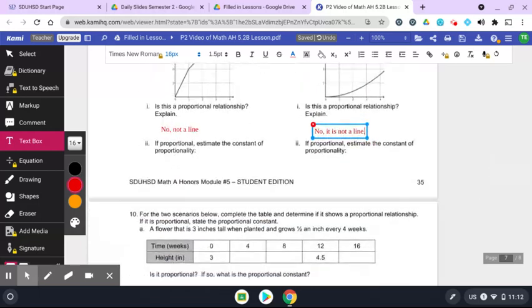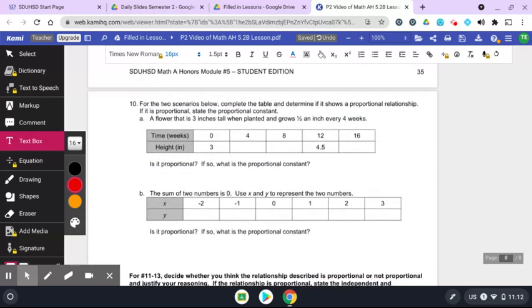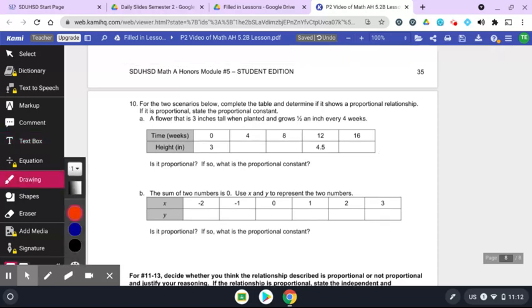All right, next page. For the 2 scenarios below, complete the table and determine if it shows a proportional relationship. A flower that is 3 inches tall when it is planted grows a ½ inch every 4 weeks. Okay, so at 4 weeks, it's going to be 3½ inches. Well, another 4 weeks have passed, so now we're at 4 inches. Now another 4 weeks have passed, so we're at 4.5. Another 4 weeks have passed, so it's at 5.